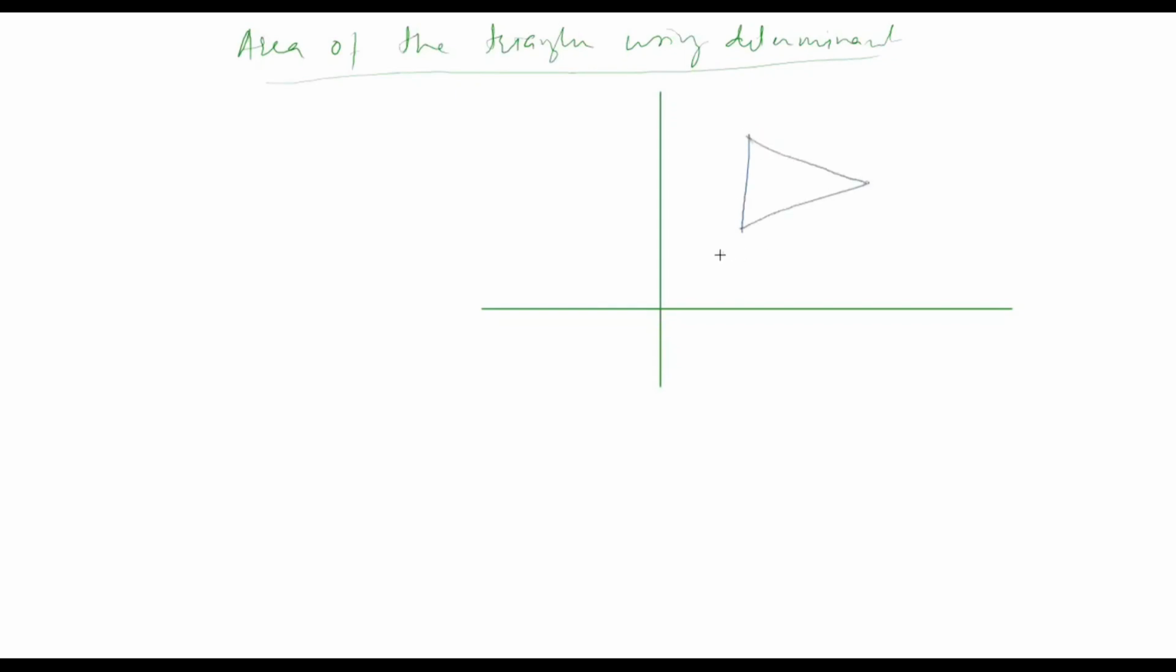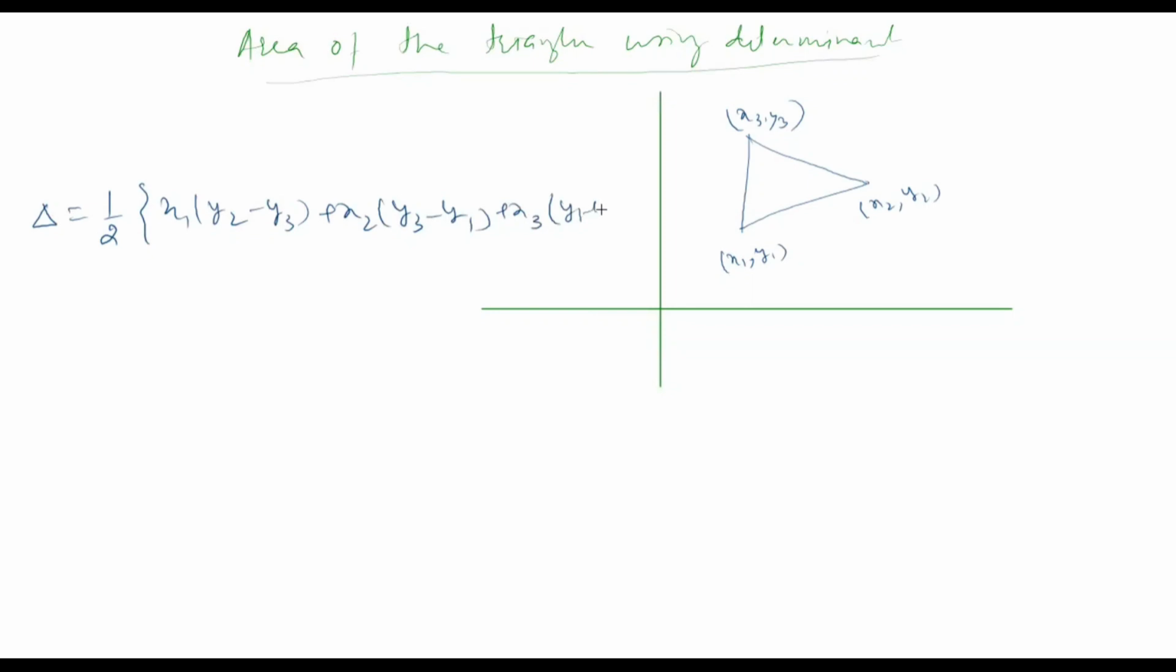which has coordinates x1, y1, x2, y2, x3, y3, and if you want to know the area of this triangle, we had learned that this will be equal to 1 by 2 into x1 (y2 minus y3) plus x2 (y3 minus y1) plus x3 (y1 minus y2). So this is a little harder to remember. Some people could remember, but not many.